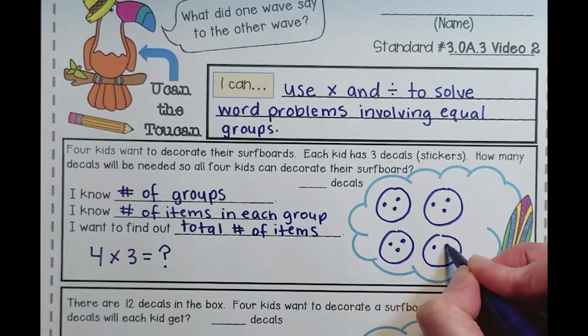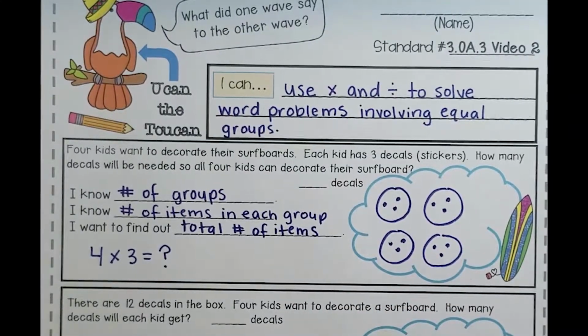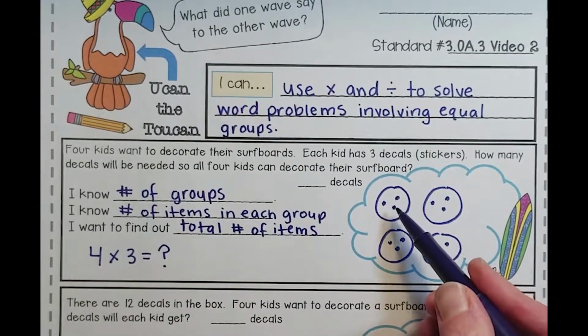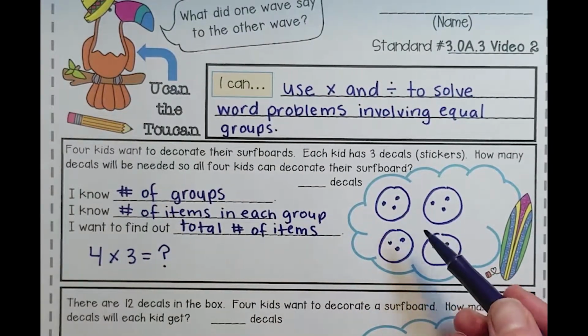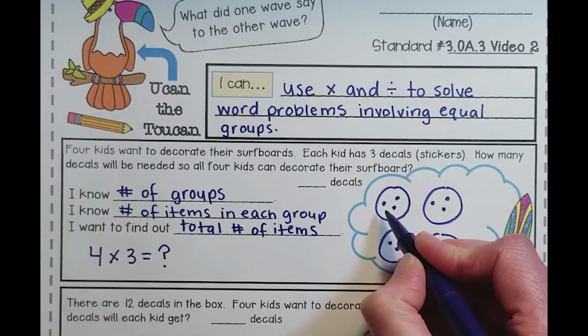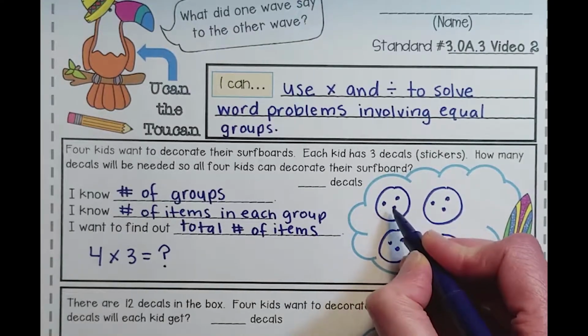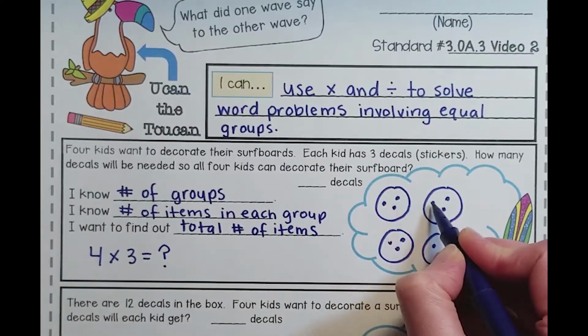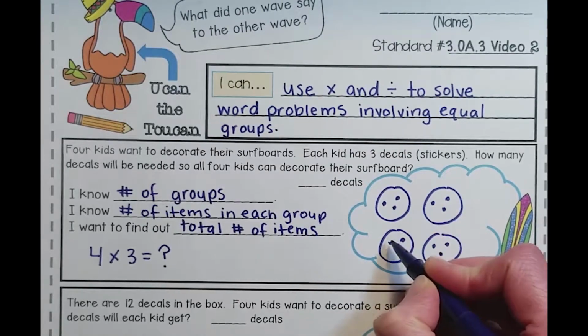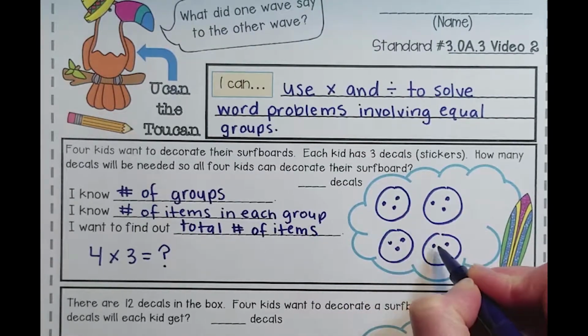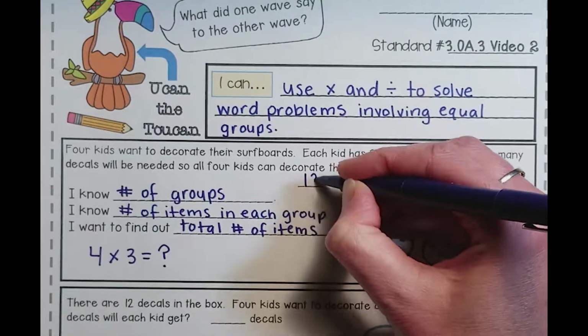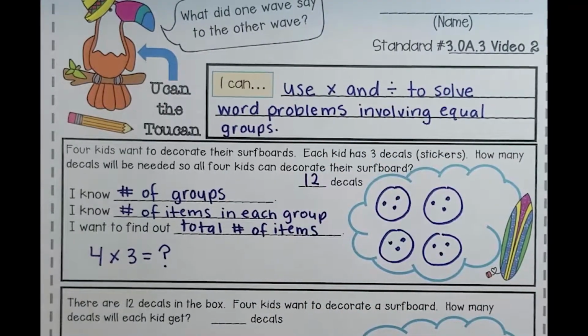And if you had 4 groups of 3, then you would know that you could count by 3s or count each one to find the total answer. I'm going to count each one. 1, 2, 3, 4, 5, 6, 7, 8, 9, 10, 11, 12. Did you get this? That we're going to need 12 decals all together to decorate those surfboards? Awesome job, guys.